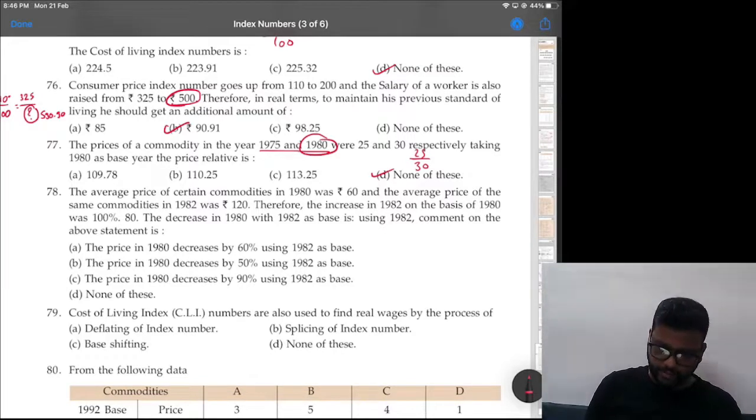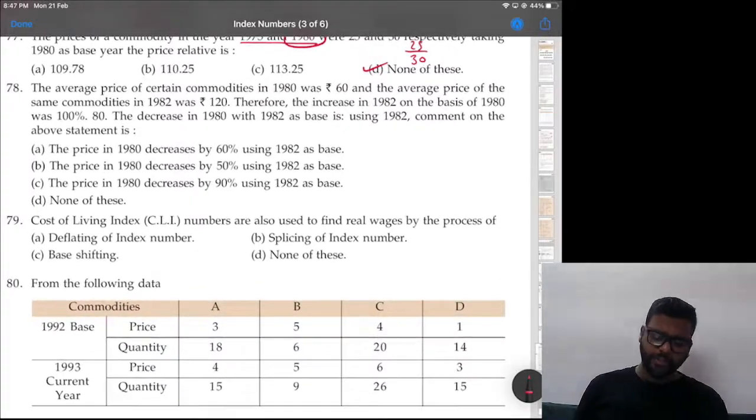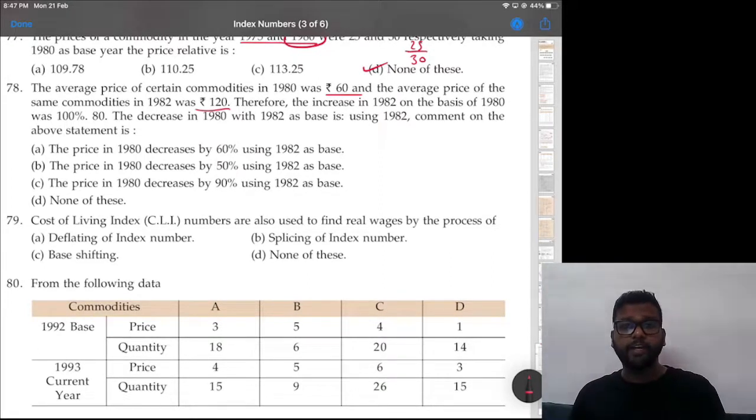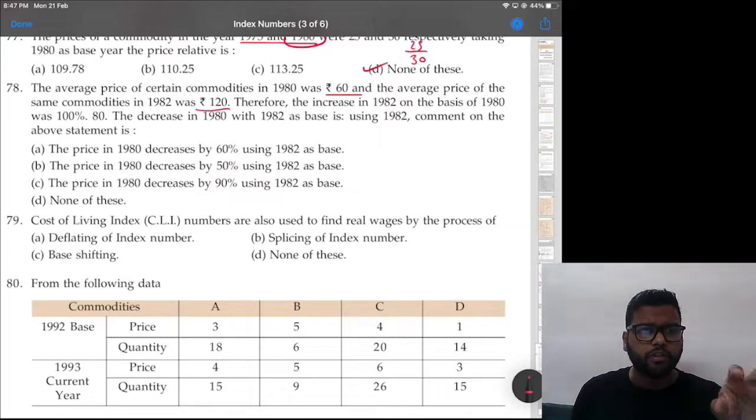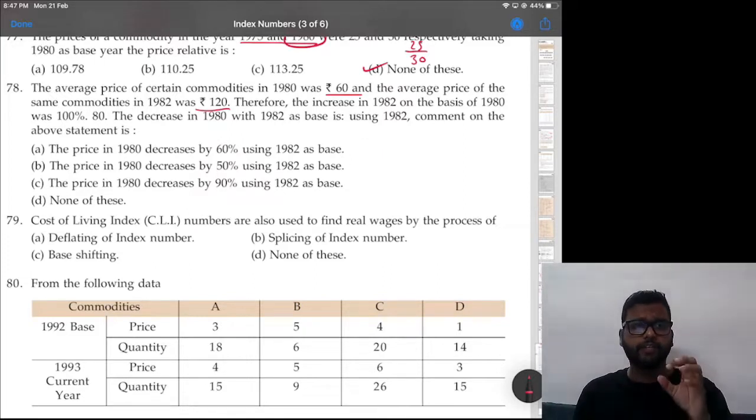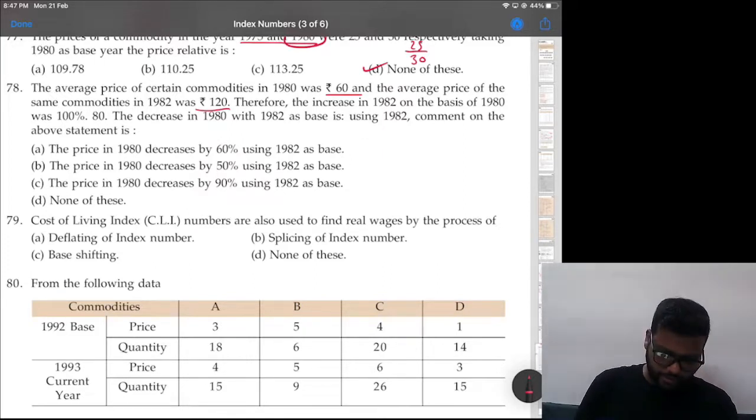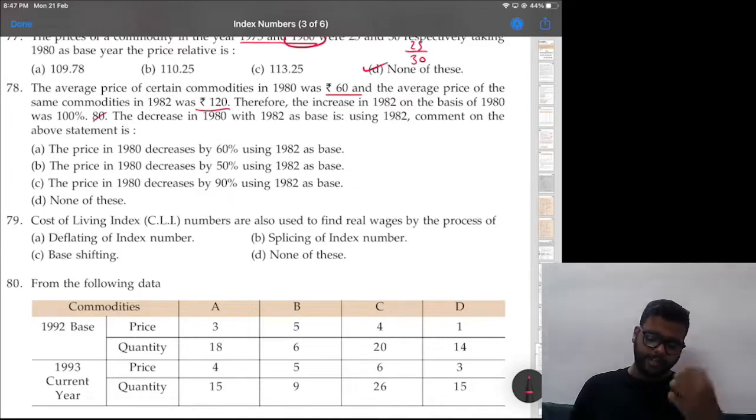Next, 78. Average price of certain commodities in 1980 was 60 and average price of same commodity in 1982 was 120, so doubled. Therefore, the increase in 1982 on the basis of 1980 was 100%. That is correct. So it doubled. Next, the decrease in 1980 with 1982 as basis.